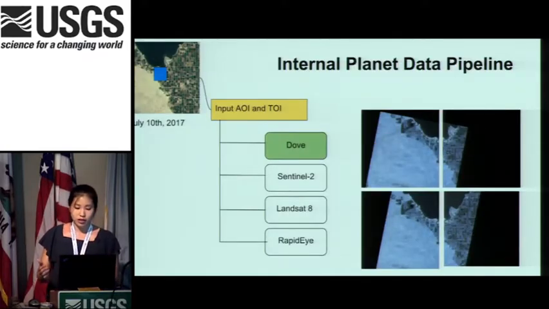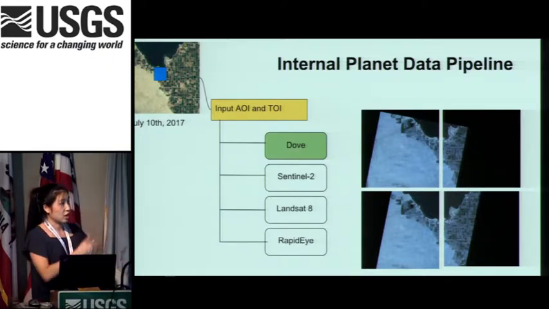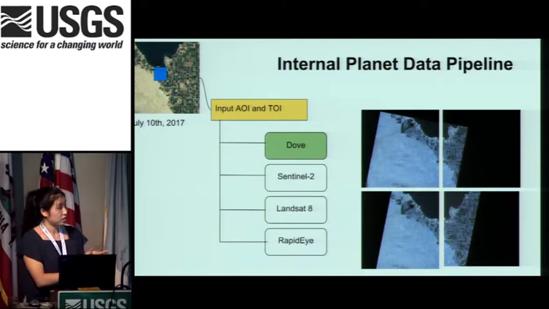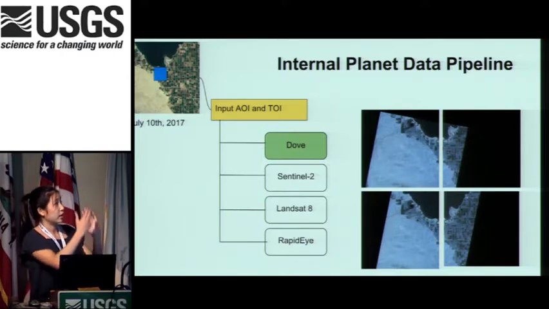So internally at Planet, you can request orthotiles for the different constellations, Dove, Sentinel-2, Landsat 8, RapidEye, giving an AOI, area of interest, and a time of interest, a TOI. So this is an example from July 10th. It returns these 4 orthotiles, which cover my area of interest.